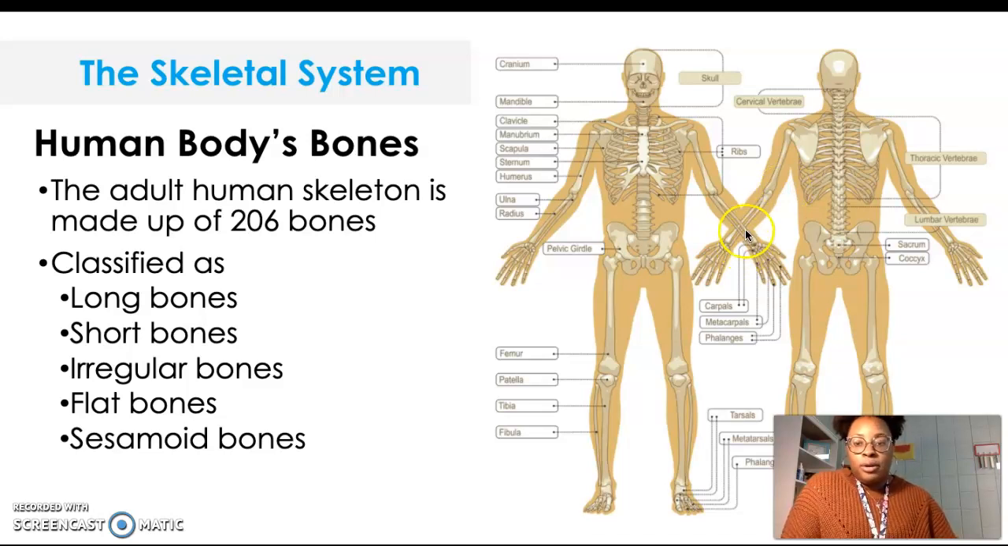You've got short bones, you've got irregular bones. So irregular bones would be like your vertebra. You've got flat bones, which would be like your scapula back here, or your cranium, your skull bones. Sesamoid bones would be like your patella, which is your knee bone. And short bones would be like your ribs.